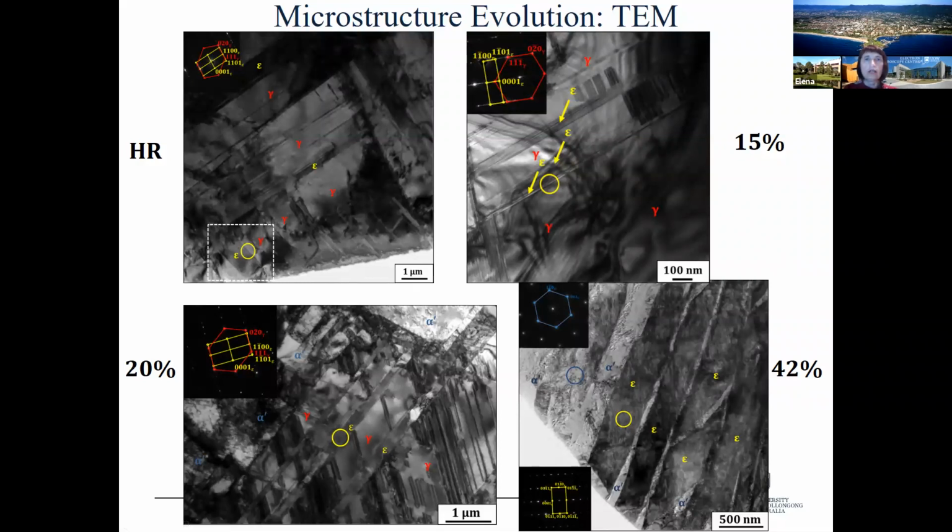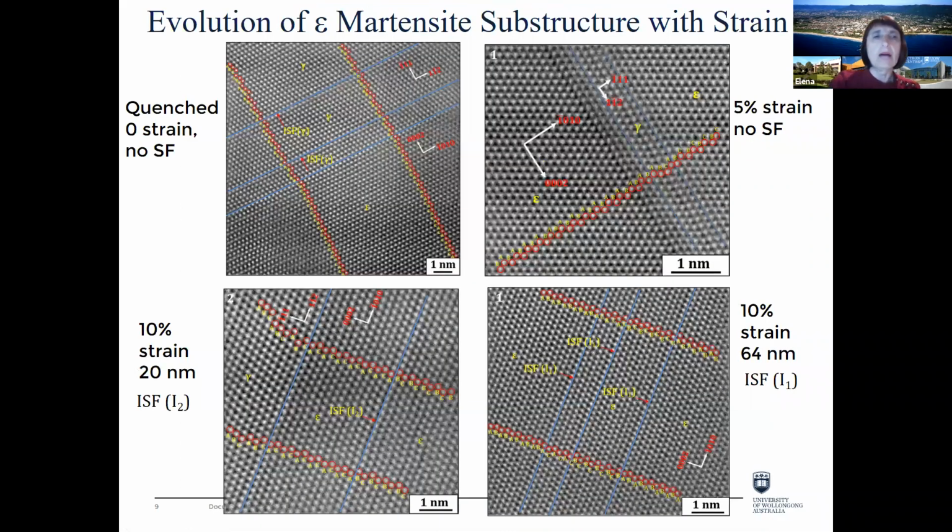What's interesting to look at is the substructure. I'm giving you just a bit of a tease of what we could do with high resolution TEM as an example, that we could uncover in more detail what's going on in epsilon martensite during deformation. For example, in a quenched condition, we have austenite and intrinsic stacking faults present only in austenite. Epsilon martensite that is present on quenching is free of any stacking faults or internal defects.